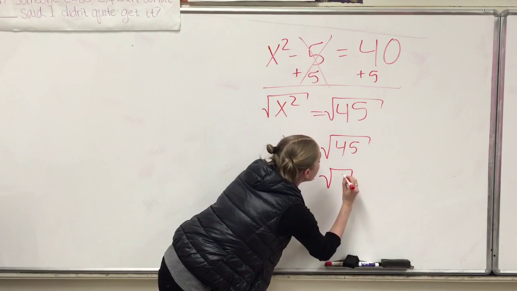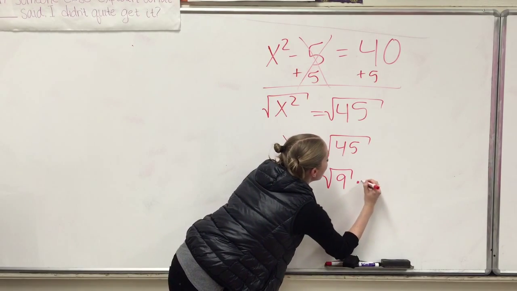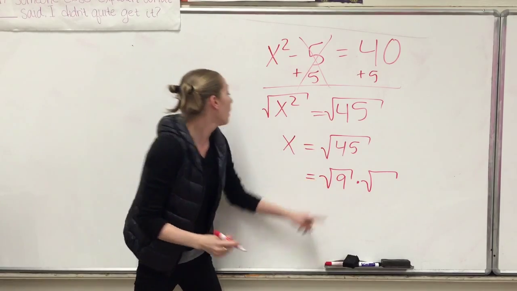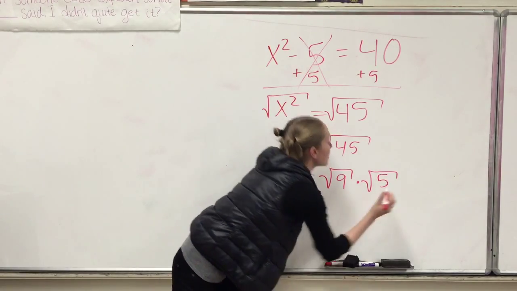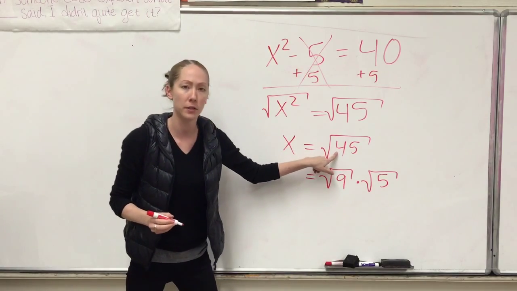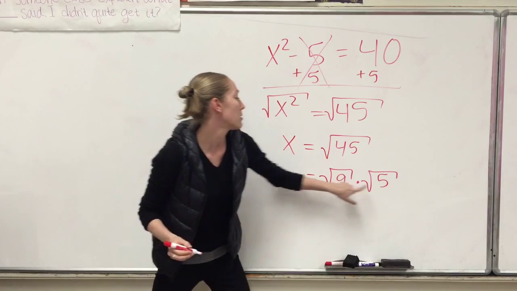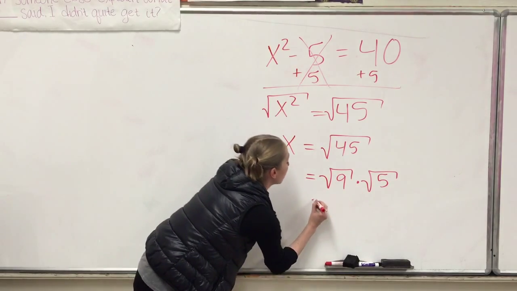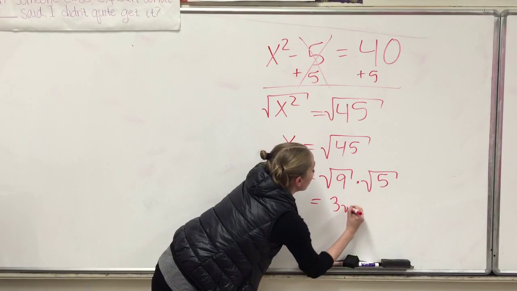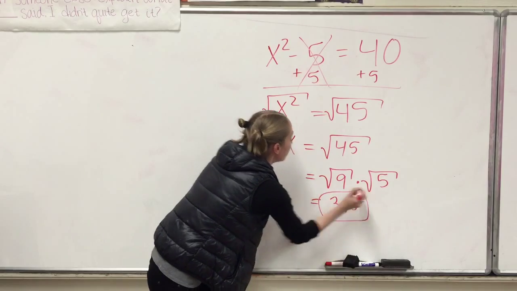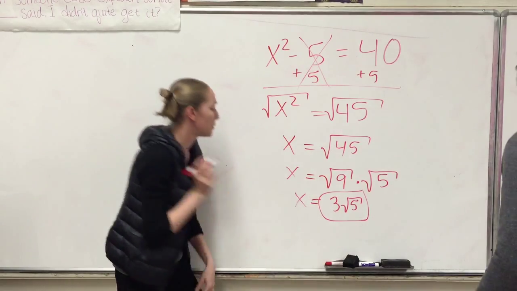Guys, all square rootable numbers come from numbers squared, so like 3 squared is 9. And I know that 9 times 5 are factors of 45, so 45 is equal to 9 times 5. We're choosing these 2 in particular because the square root of 9 turns into 3, so our final answer here is x equals 3 times the square root of 5.